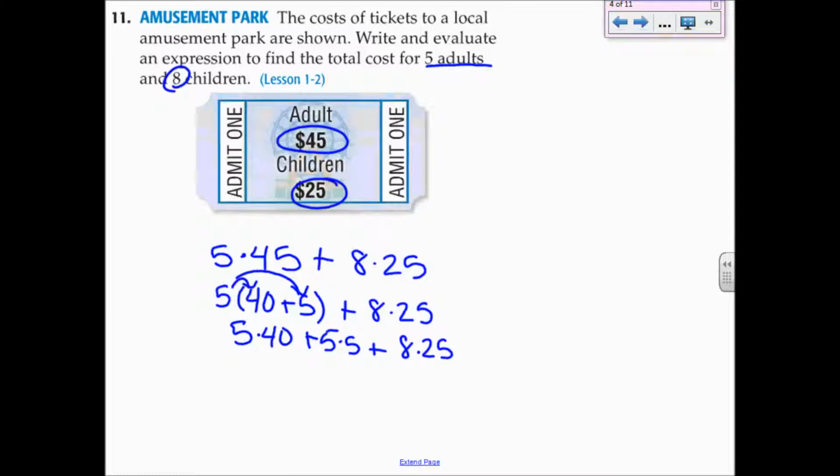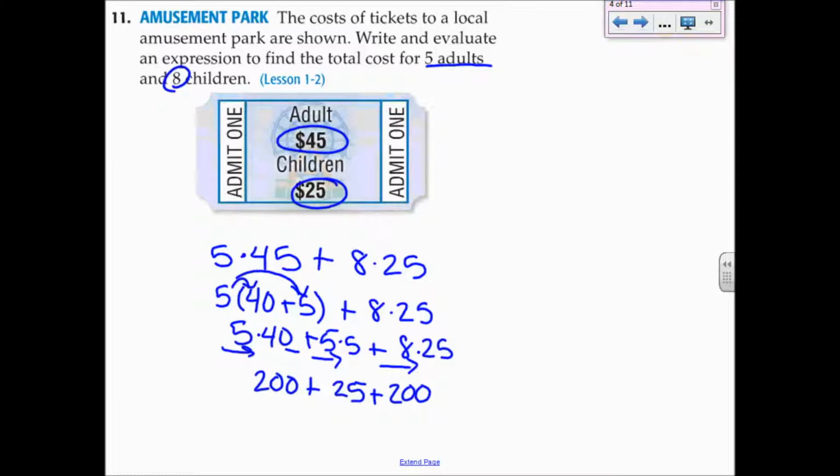Alright, now we're going to use order of operations. So the first one I run into is 5 times 40. And that's just 5 times 4, which is 20, with an extra 0, so 200. 5 times 5 is the next one I run into, so that's 25. And then 8 times 25 is the next one I run into, and that's just 200.